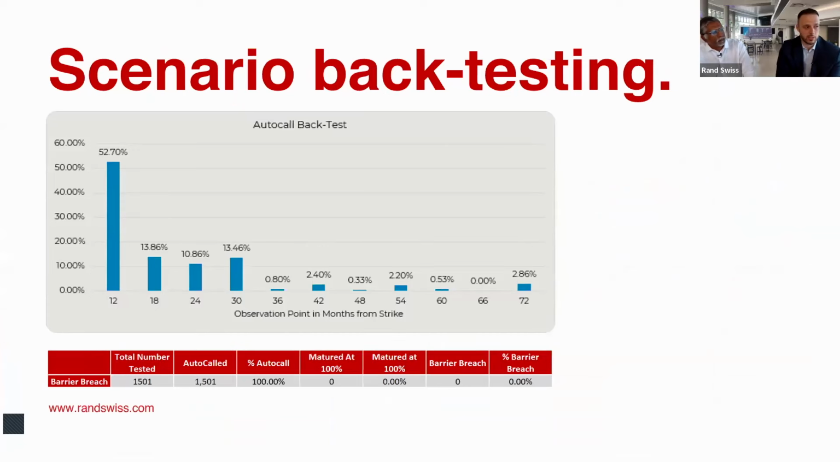And here's some scenario backtesting. So this is the backtesting I was talking about. So about half the time we expect this to cash in the first year. We expect to roll every year 52.7% of the time. And then there's your spread of probabilities going out. And so I said about 2%. So it's almost 3% of the time you would expect the product to fail, if you want to put it that way.